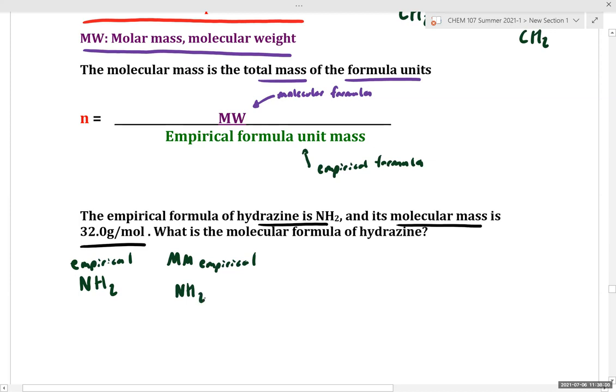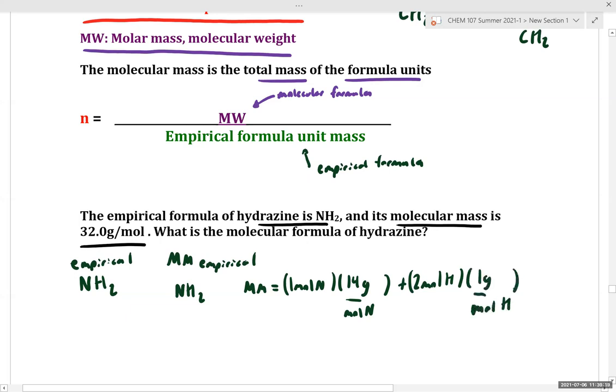Let's calculate the molar mass of this empirical formula unit. So for NH2, calculating the molar mass, we have 1 mole of nitrogen, 14 grams per mole of nitrogen. That's from the periodic table. We have 2 moles of hydrogen and 1 gram per mole hydrogen. Punching this into our calculator, we get a molar mass of 16 gram per mole of NH2.